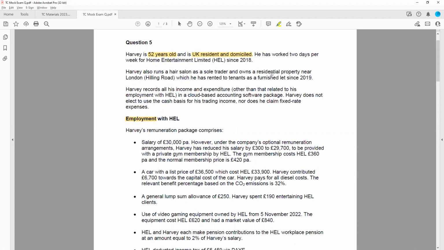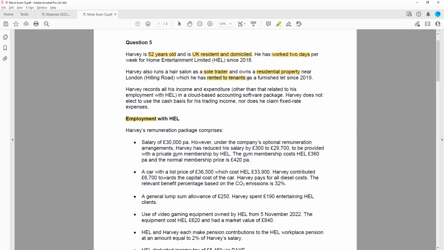So he has worked 2 days per week for Home Entertainment Limited, HEL, for several years. So, he's worked for a company, and this is presumably where he's an employee, and that's where the employment income's coming from. So he's told he also runs a hair salon as a sole trader. So he's going to have trading income, and owns a residential property near London, Hilling Road, which he has rented to tenants as a furnished let since 2019.